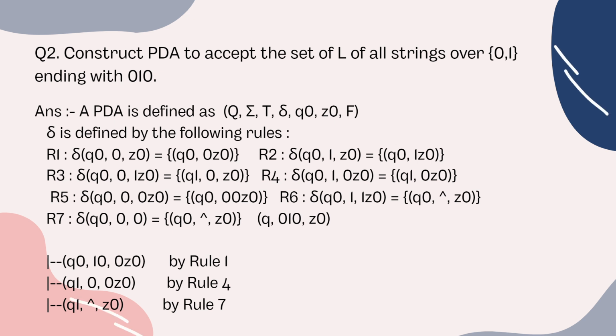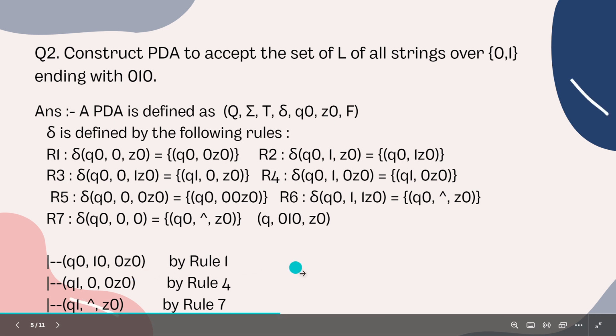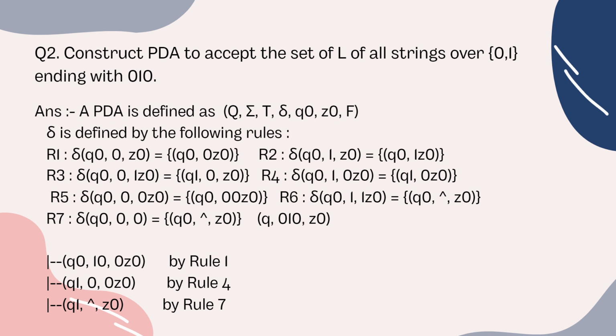So by rule number 1, our pushdown automata's first step is (q0, 1, 0, 0, z0), and by rule number 4 we have (q1, 0, 0, z0), and by rule number 7 we have q1, an empty symbol, and q0. By this we got the pushdown automata to accept the set of all strings over 0, 1 ending with 0, 1, 0.